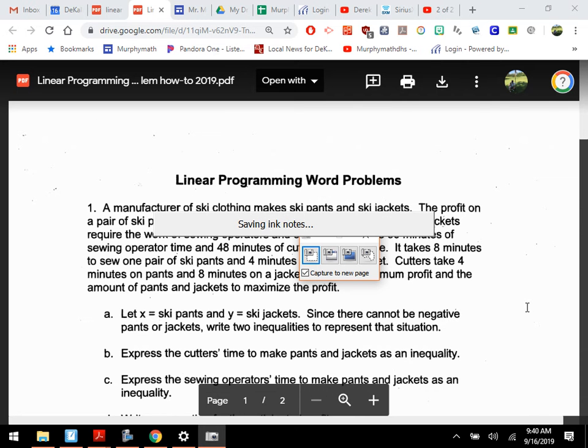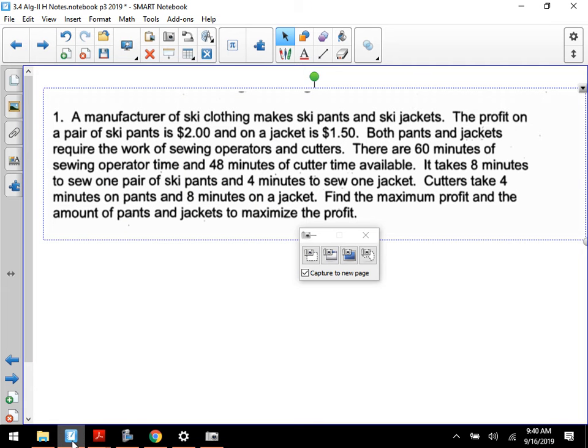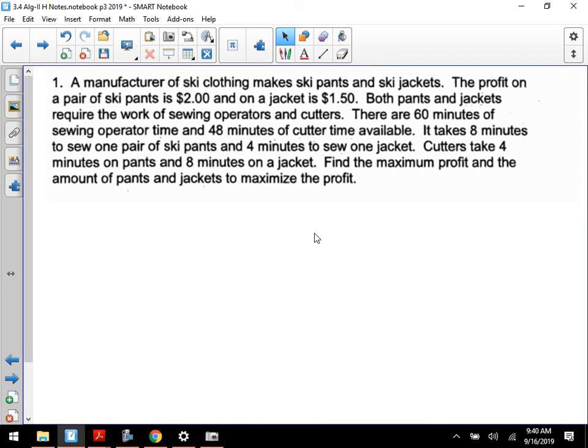A manufacturer of ski clothing makes ski pants and ski jackets. The profit on a pair of pants is $2. The profit on a jacket is $1.50. Both pants and jackets require sewing operators and cutters. There are 60 minutes of sewing operator time and 48 minutes of cutter time available. It takes 8 minutes to sew a pair of pants and 4 minutes to sew a jacket. Cutters take 4 minutes on pants and 8 minutes on the jacket. Find the maximum profit and the amount of pants and jackets to maximize the profit.